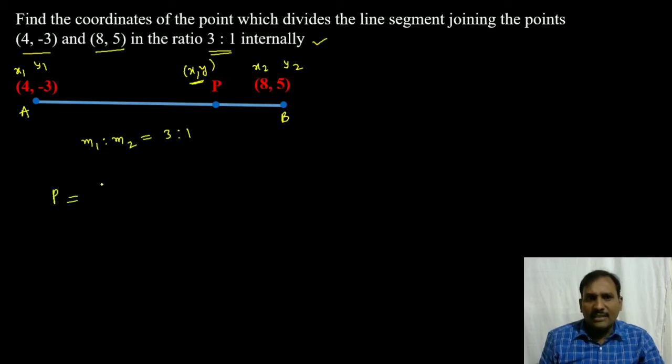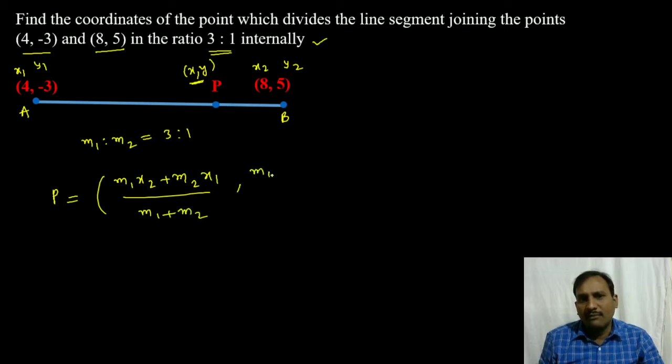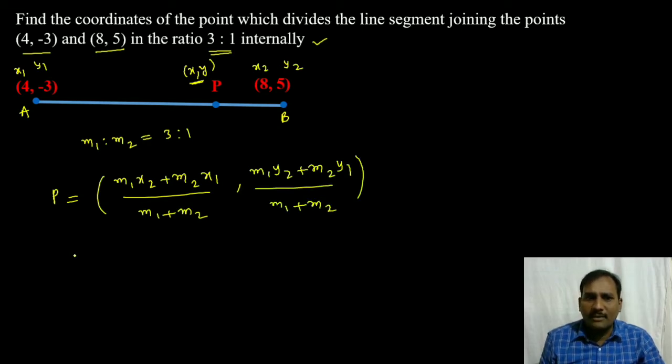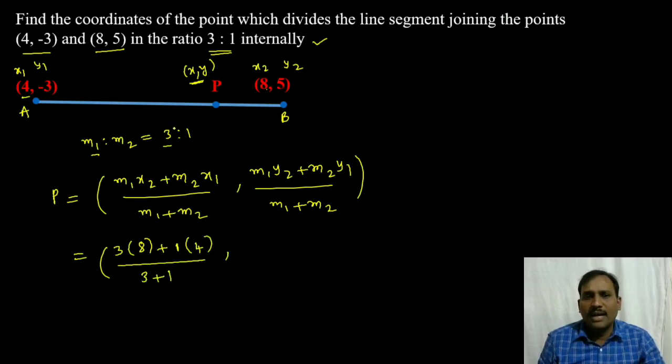Now what is the formula here? Internal division, that is clearly (m1 x2 plus m2 x1) by (m1 plus m2), comma (m1 y2 plus m2 y1) by (m1 plus m2). Just replace the values of m1, m2, x1, x2, y1, y2. What is m1 here? m1 is 3. So 3 into x2. x2 is 8. 3 into 8 plus m2 is 1 into x1. x1 is 4, by m1 plus m2, 3 plus 1, comma m1 y2. m1 is 3. y2 is 5. So 3 into 5 plus m2 is 1 and y1 is -3, by m1 plus m2.